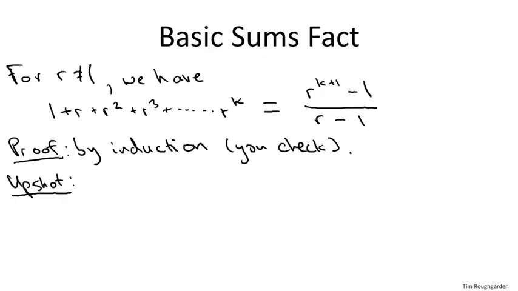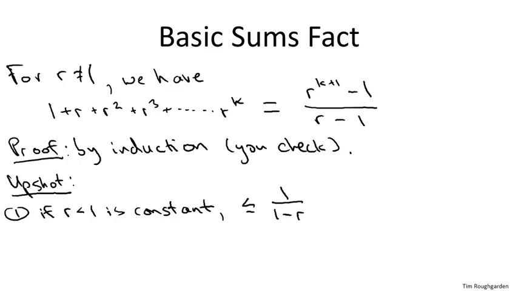So in the notation in this slide, we have two upshots. First of all, for the case when r is less than 1, this expression on the right-hand side, r to the k plus 1 minus 1 over r minus 1, can be upper bounded by 1 over 1 minus r. Remember, you might want to have a canonical value of r in mind here, namely 1/2. So what we're claiming here is that the right-hand side is no more than 2 for the case of r equal 1/2.